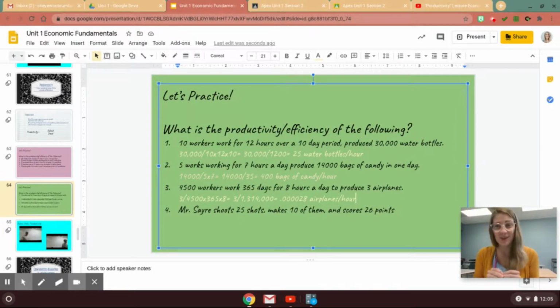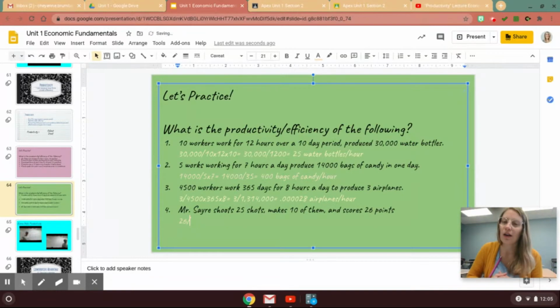per hour, which is a very, very tiny number, but airplanes are very, very big. All right, last one, you can do it. Number four, go. Mr. Sayre shoots 25 shots, makes 10 of them. He scores 26 points. So our output here is 26, because that's the total number of points that he produced out of his shots. So 26 is our output.